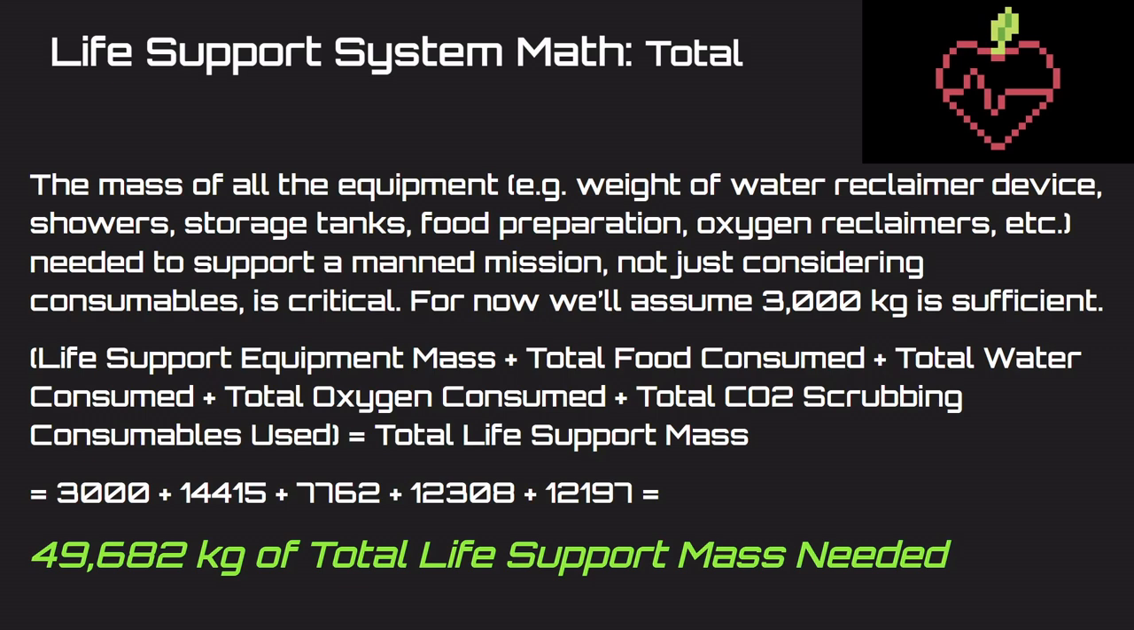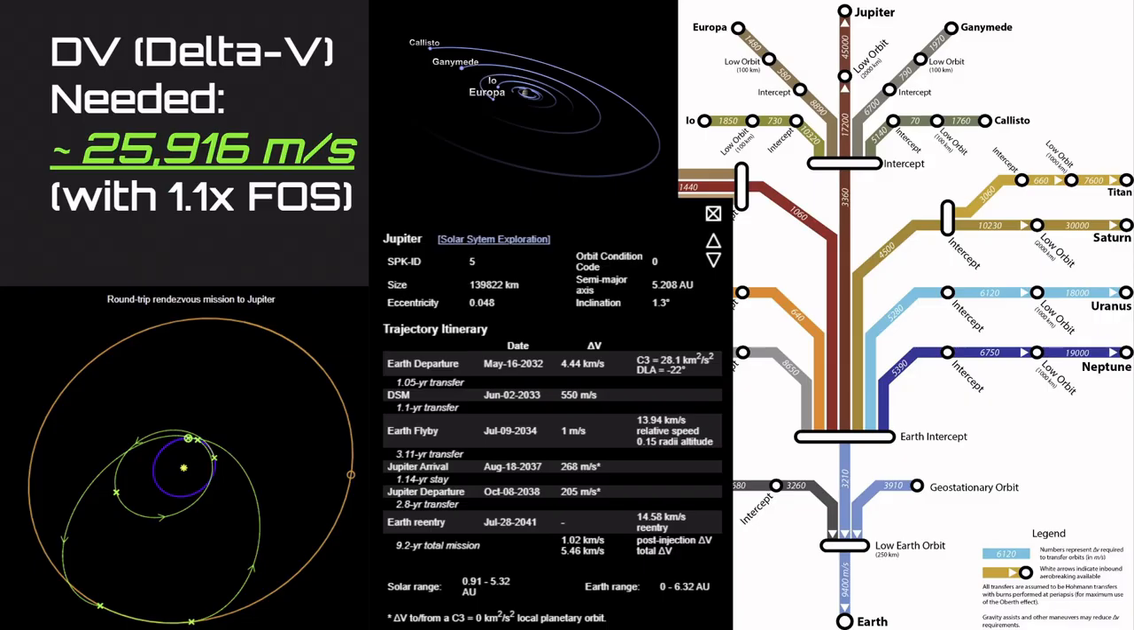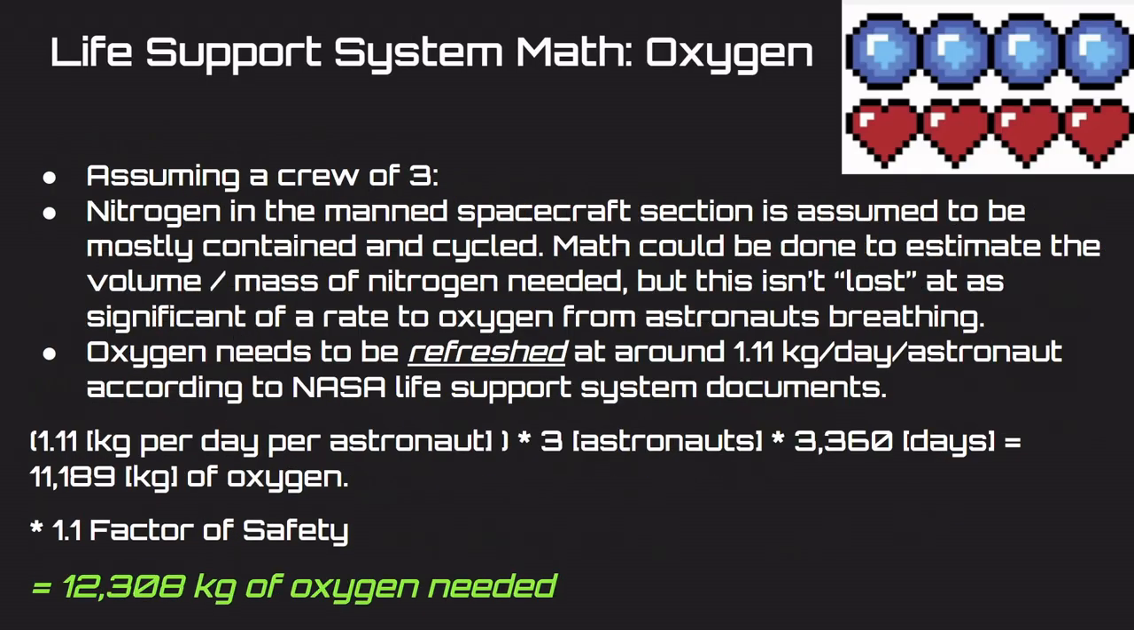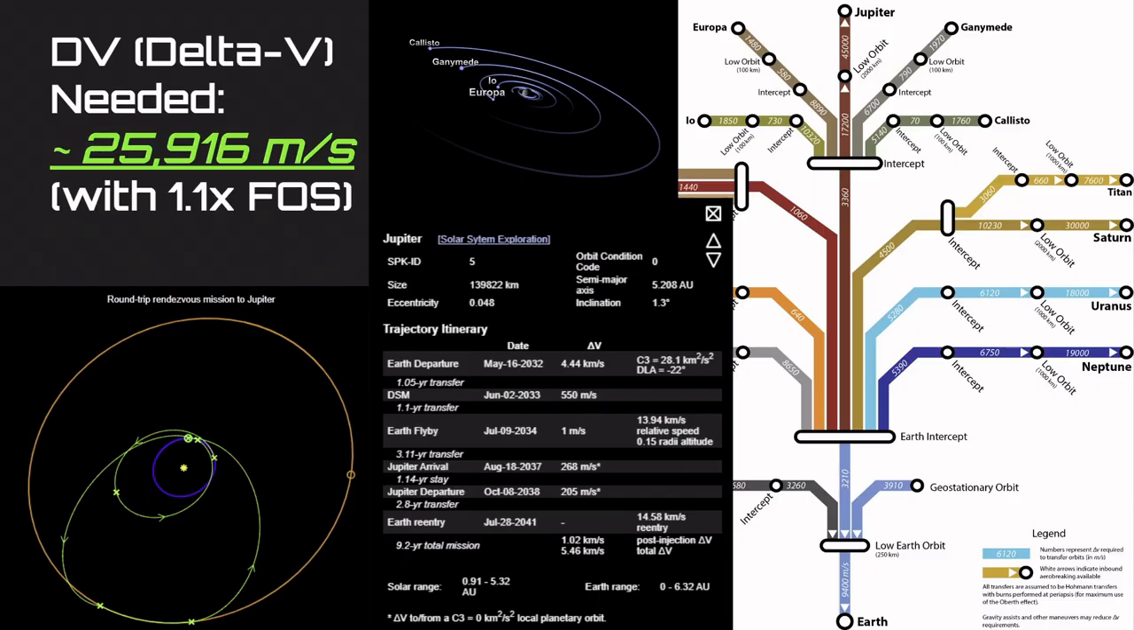That's what you end up needing total. I made a guess saying there would be 3 tons of equipment too, so the actual hardware that would be reclaiming the water, reclaiming the air, cooking the food, and so on. Yeah, so I added a factor of safety. I should mention I added a factor of safety for all the consumables too: food, water, oxygen, all that. I just went with a 10% factor of safety just for fun.